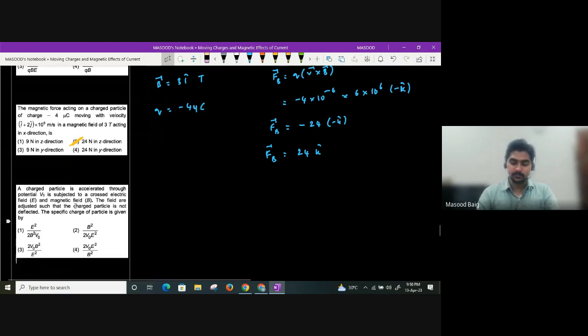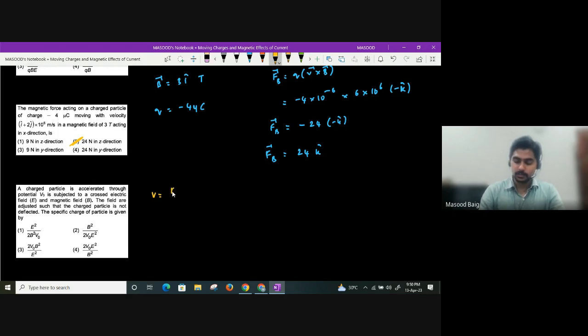They are saying the fields are adjusted such that the charged particle is not deflected. So when we are projecting a charged particle into crossed fields, I should project it with the speed E by B such that it will not get deflected. Clear, all of you? So what is the E value given as? Anyhow, it is given as E only. And this you can write as B only, guys. So you can take it as this only.